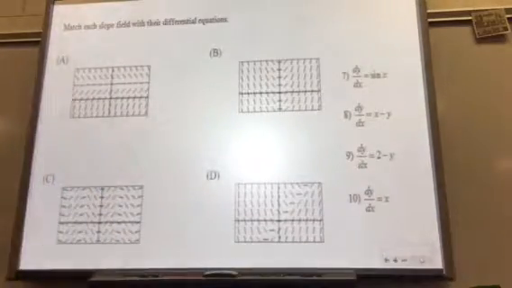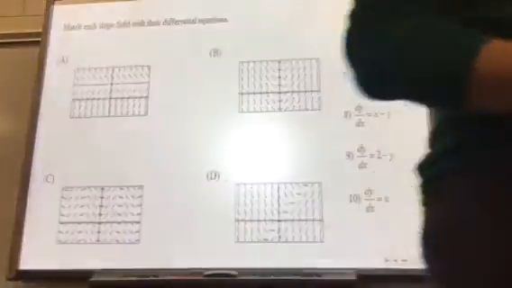All right, so I want you to do numbers 7 through 10. I want you to see if you can match the differential equation to the picture that's on the left. So take 7 through 10 and see which one will work.